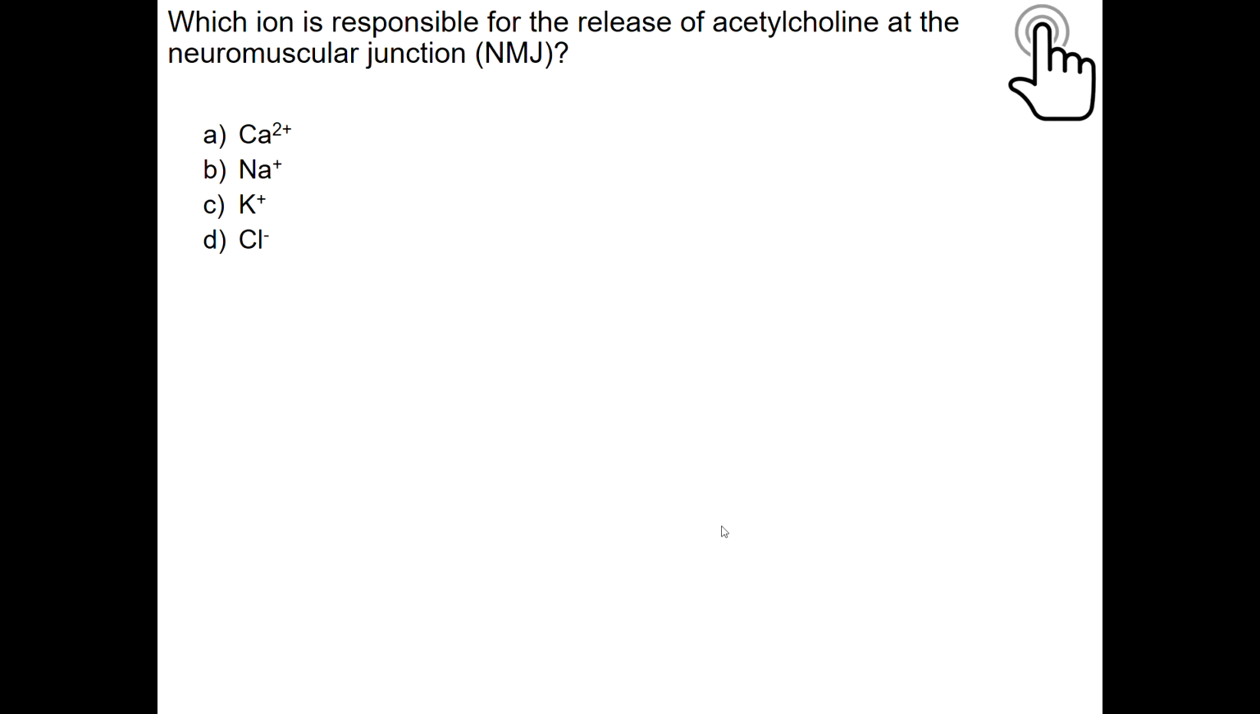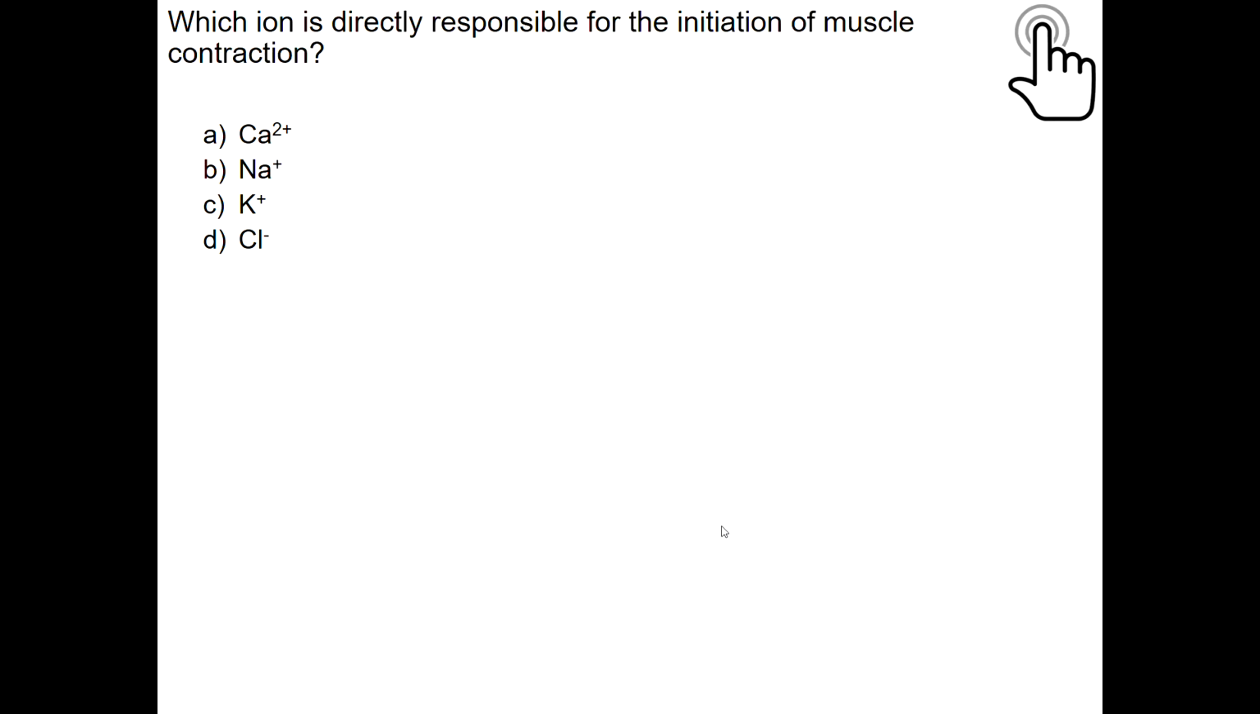Awesome, one more question in this series. This question is, which ion is directly responsible for the initiation of muscle contraction? Is it A, calcium, B, sodium, C, potassium, or D, chlorine? Again, pause the video and answer the fourth question below.